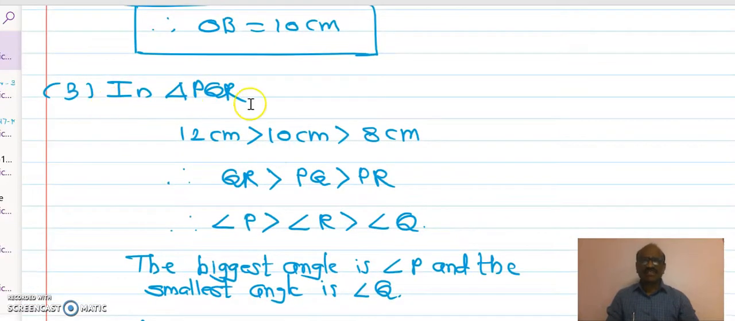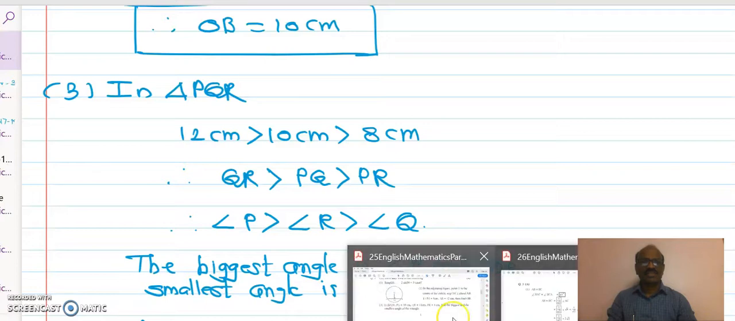In triangle PQR, 12 centimeter is greater than 10 centimeter, which is greater than 8 centimeter. That is, QR is greater than PQ, which is greater than PR. The side opposite angle P is QR, the side opposite angle R is PQ, and the side opposite angle Q is PR. In this way, the biggest angle is angle P and the smallest angle is angle Q. We will see the next question.